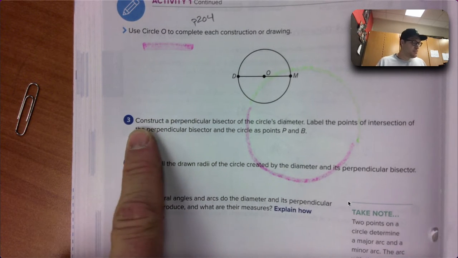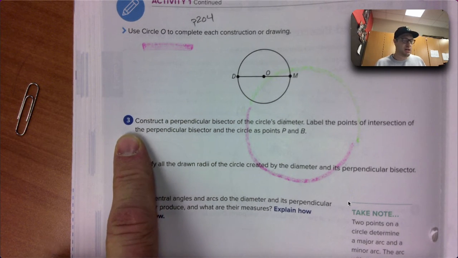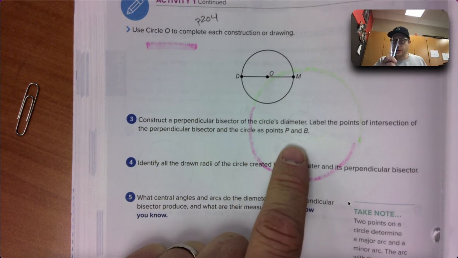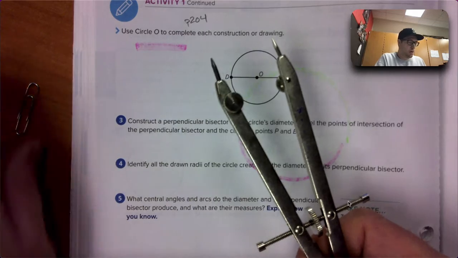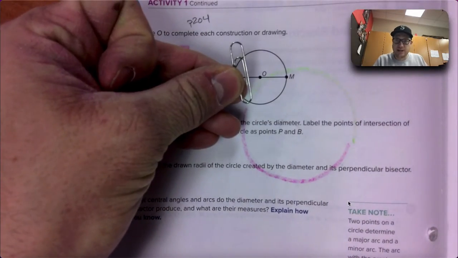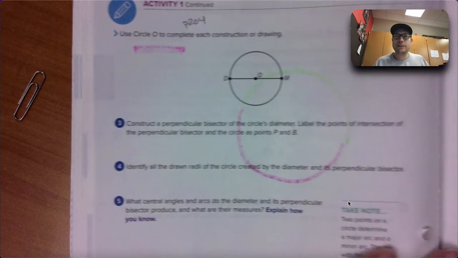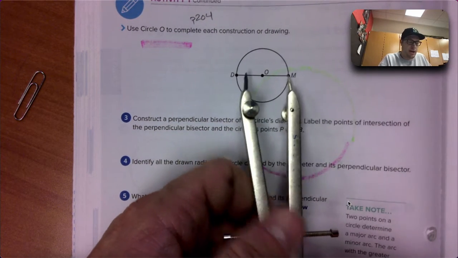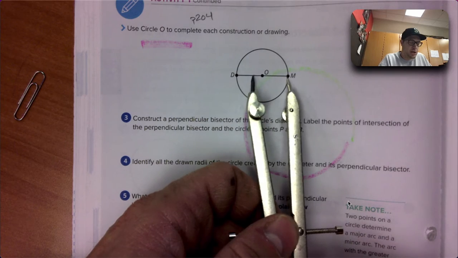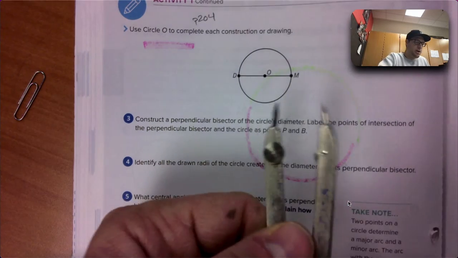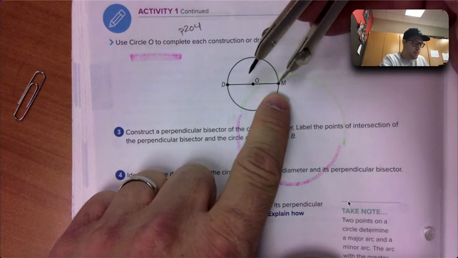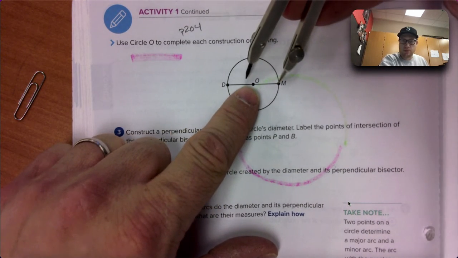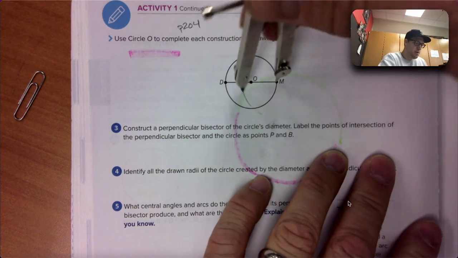Okay, question 3. This is a continuation of the activity. Construct a perpendicular bisector of the circle's diameter. That's where the compass or the circle creation device comes into play. Make your compass not quite as wide as OM, a little longer actually is proper. You're going to center your compass on M and put your pencil mark on the other side of the middle, and then draw an arc.